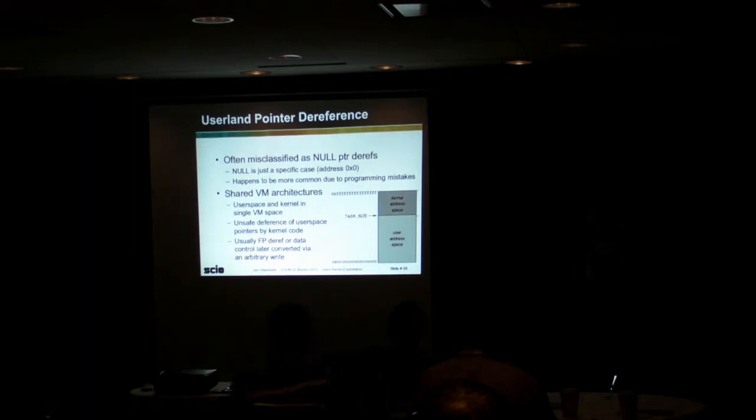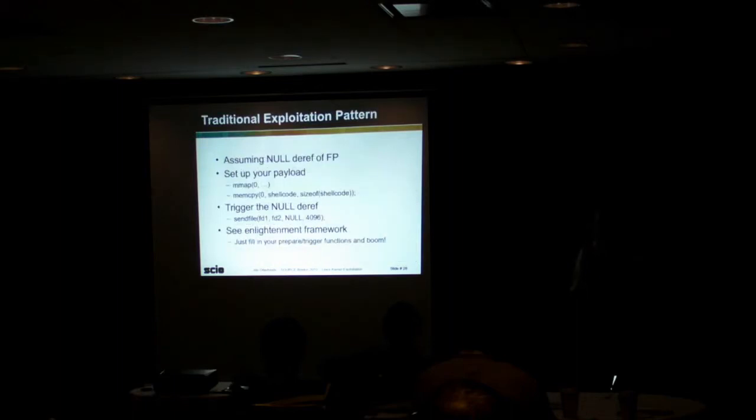Or in less common cases, you'll have data control, where the kernel will dereference maybe during an assignment to a pointer in user space, and you'll later be able to control maybe an arbitrary write or some other method of elevating your privilege from that initial data control. So the traditional pattern goes like this. If you have a null pointer dereference of a file pointer, you would set up your payload, you mmap the null page into your address space.